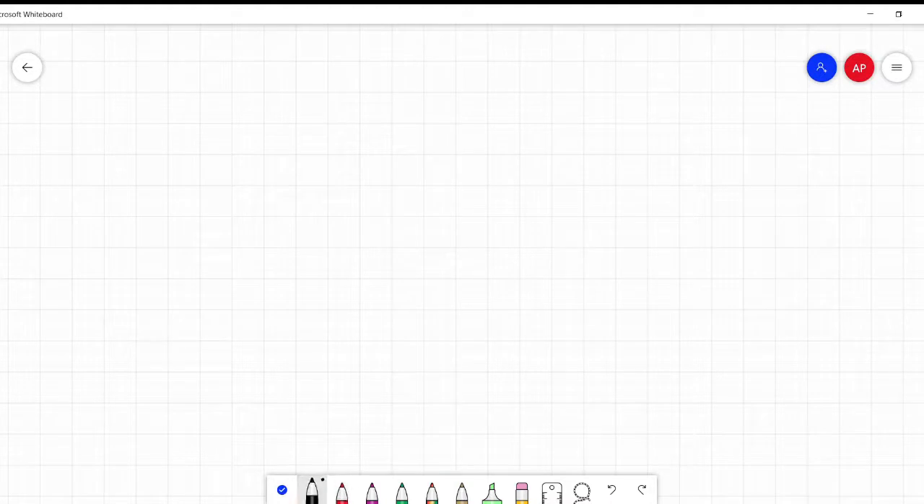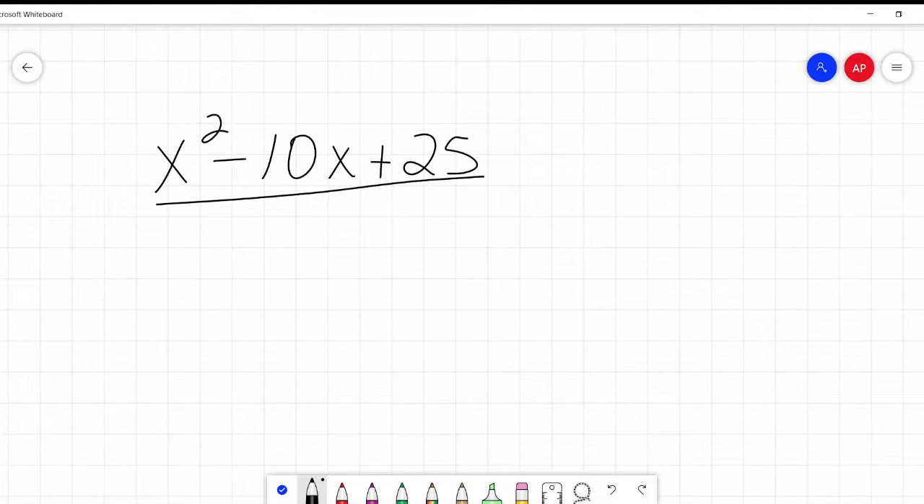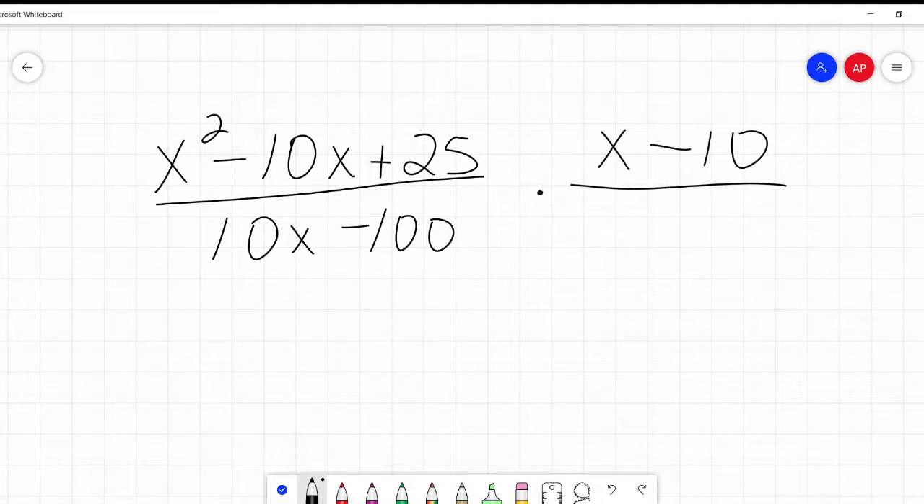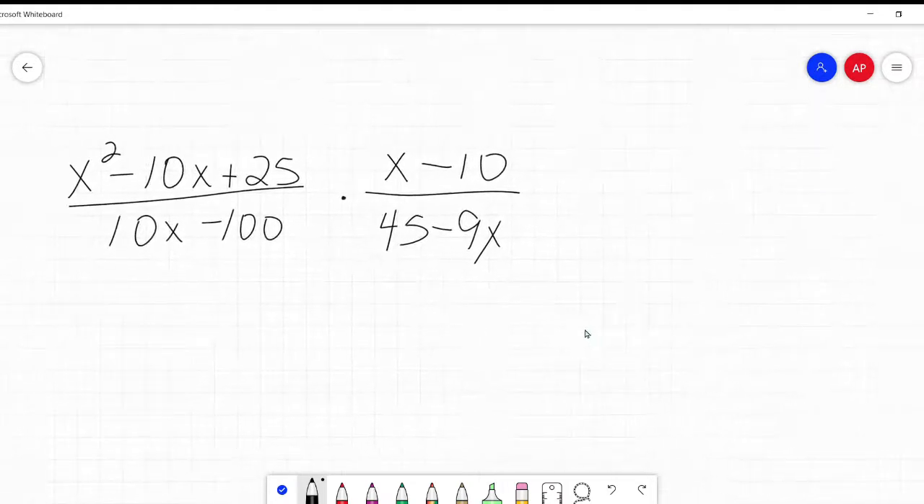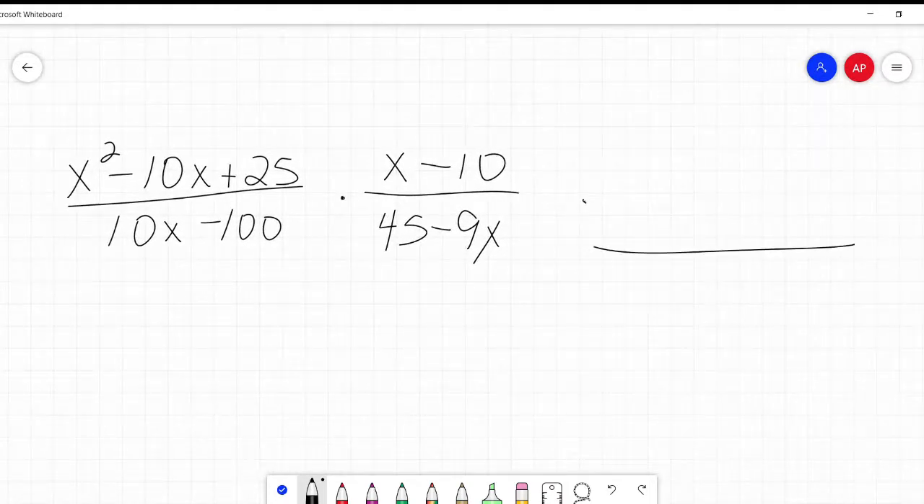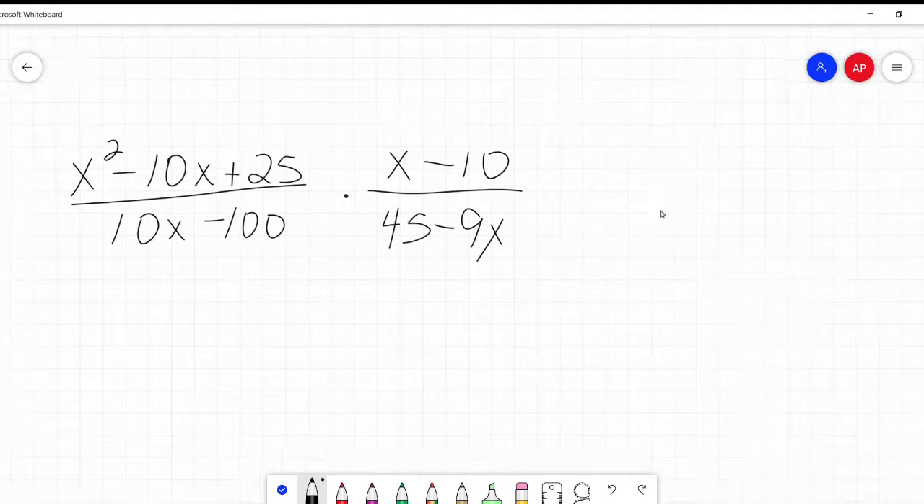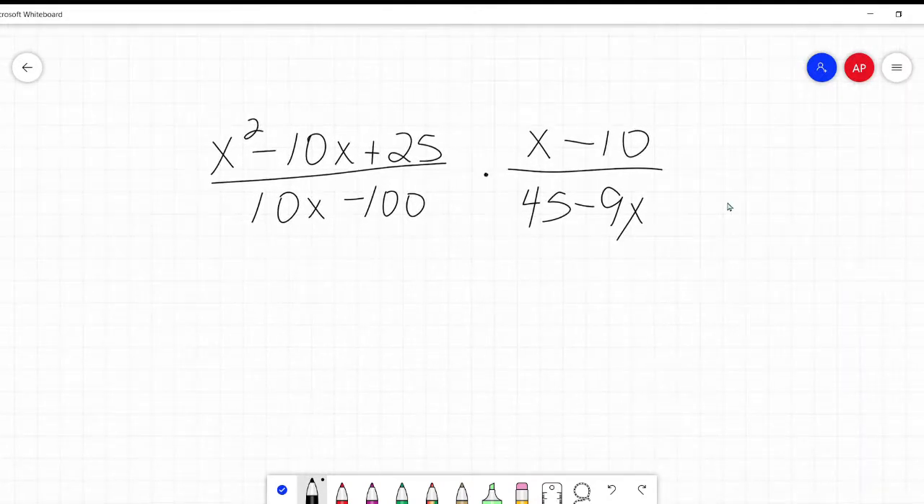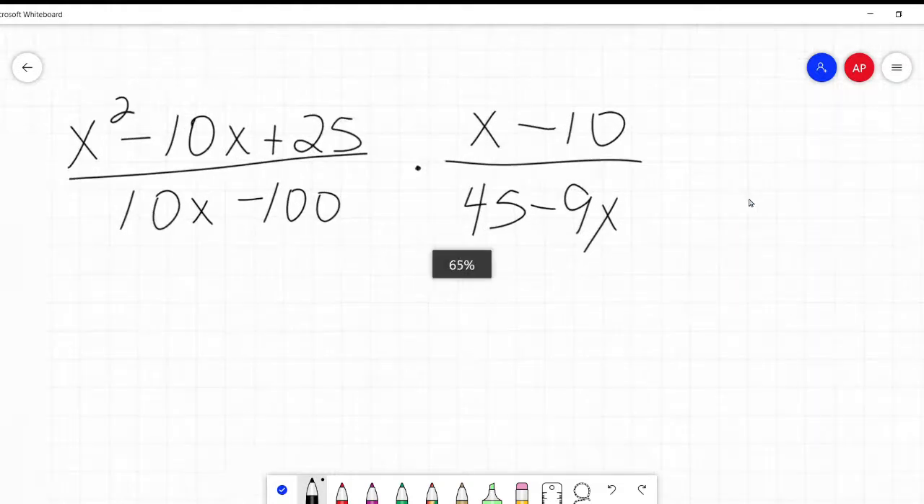Okay, so let me show you one of these that is what you're going to be seeing. All right, so let's say x squared minus 10x plus 25 all over 10x minus 100 times x minus 10 times 45, over 45 minus 9x. Okay, and don't get me wrong, this isn't as complicated as they get. Sometimes they'll add even another thing over here. The process is always going to be the same. You just factor everything you can get your hands on, and then you start canceling.